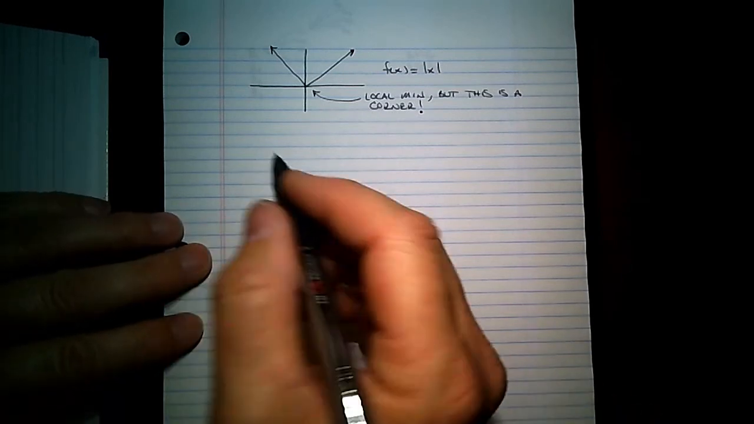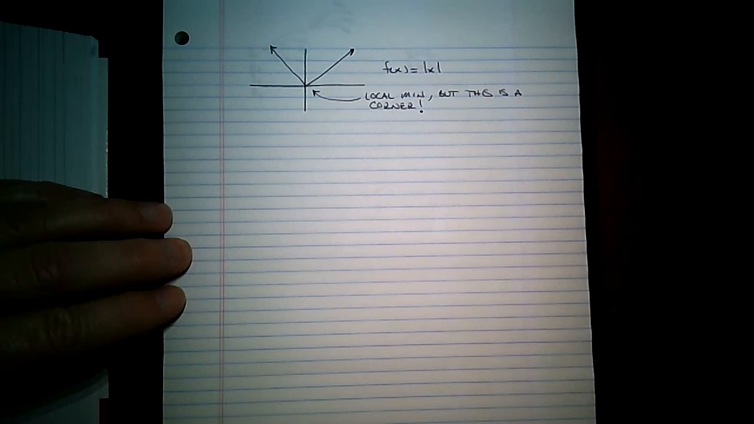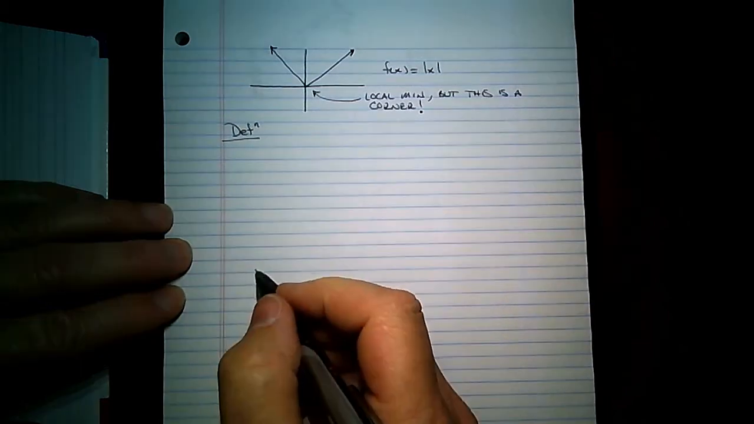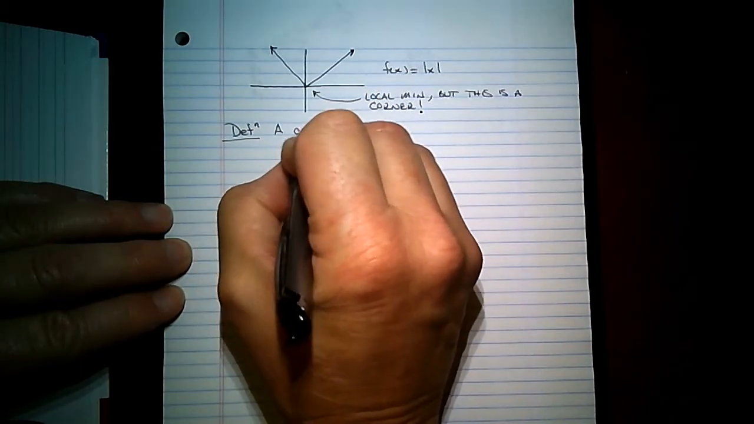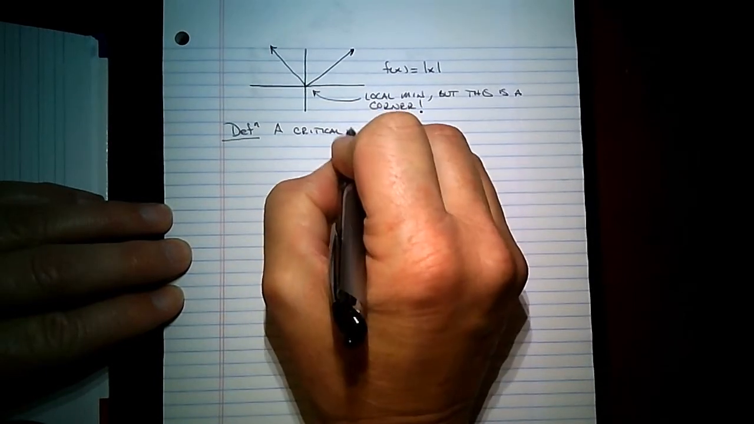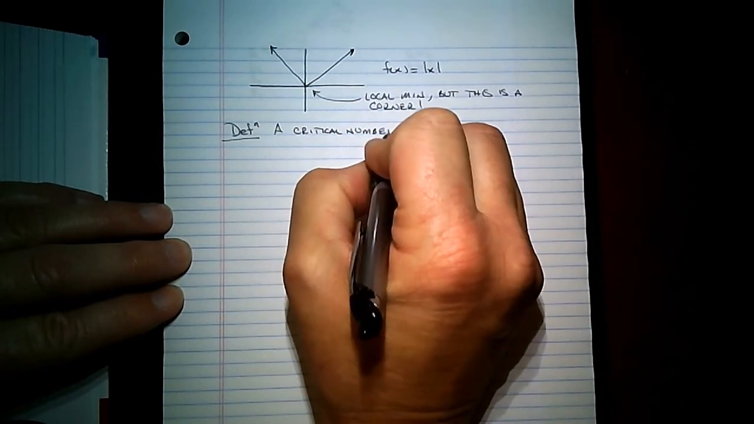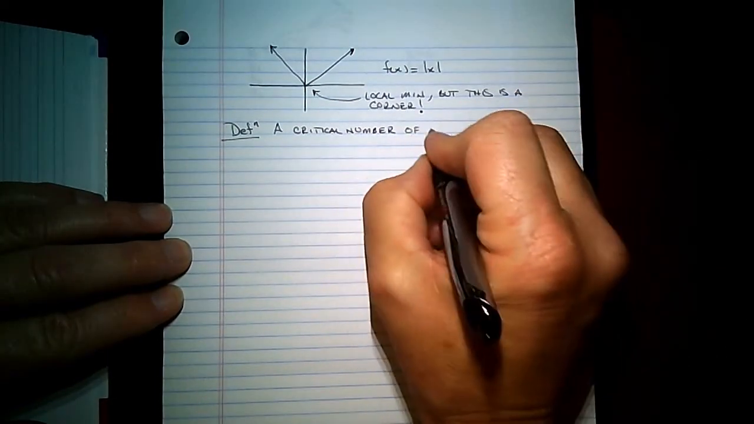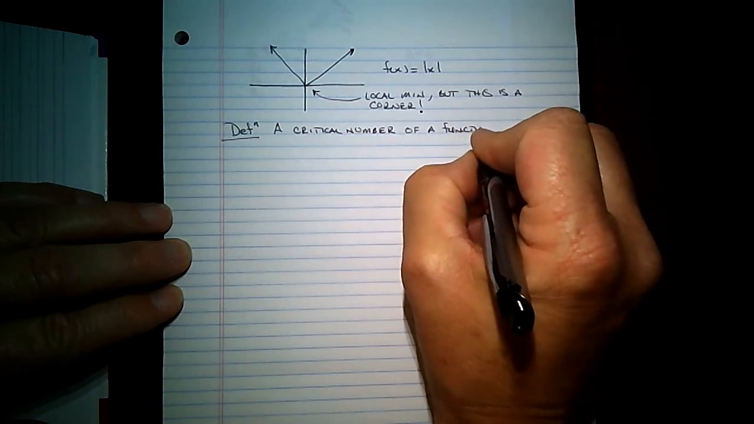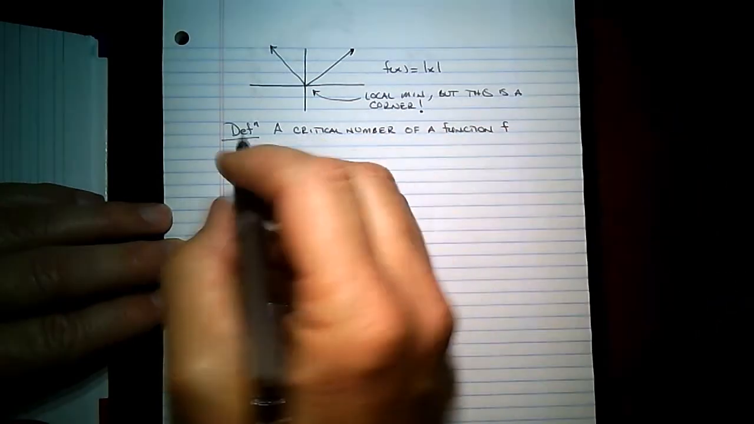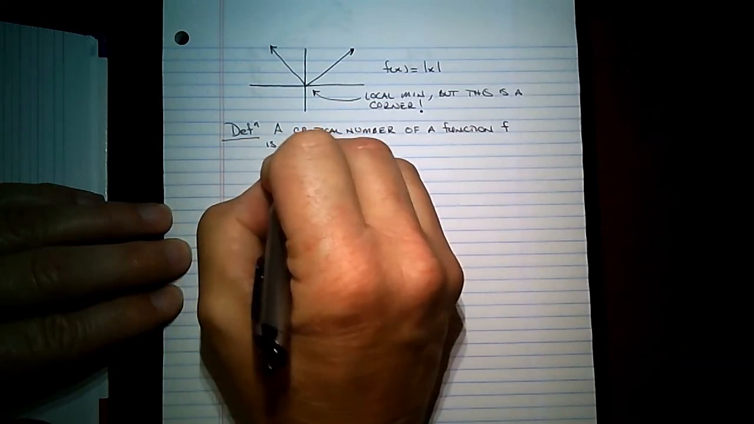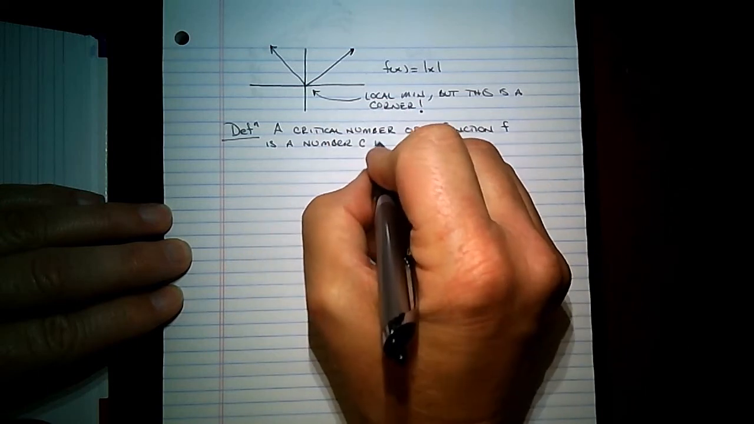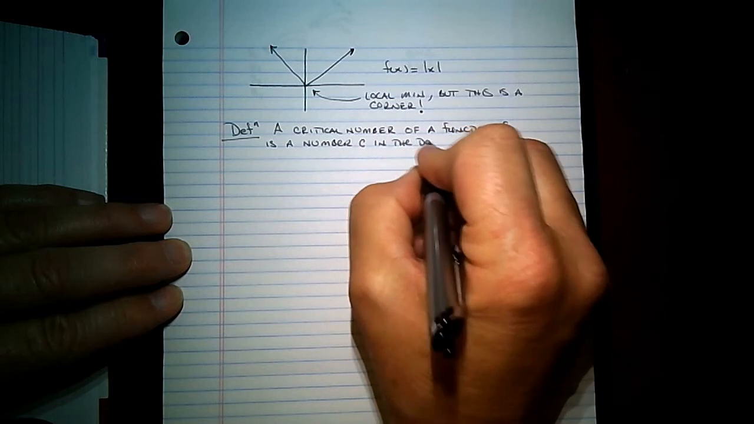Well, we're going to move in a direction that's indicated by Fermat's theorem, and we're going to start by giving ourselves a definition. We're going to define something called a critical number. Now, they must be important. I mean, look at that definition. It's called the critical number. A critical number of a function f is a number c in the domain.